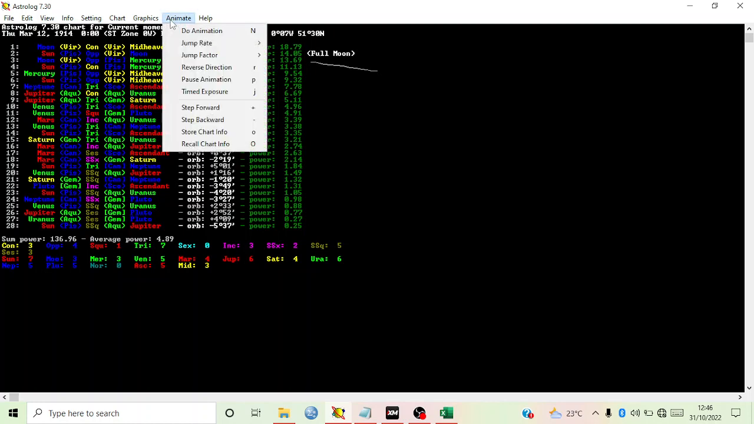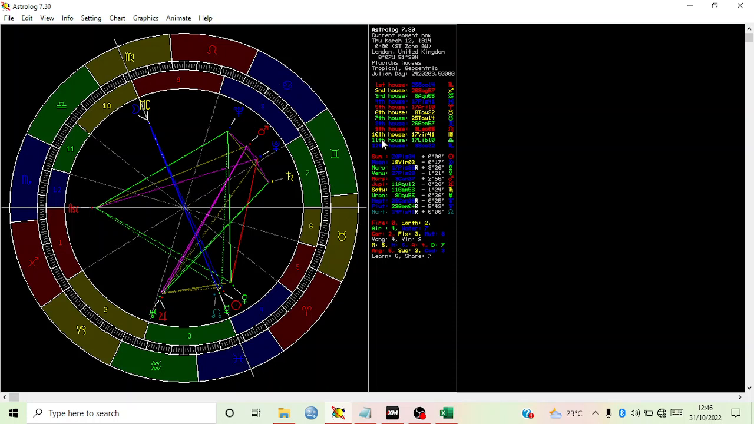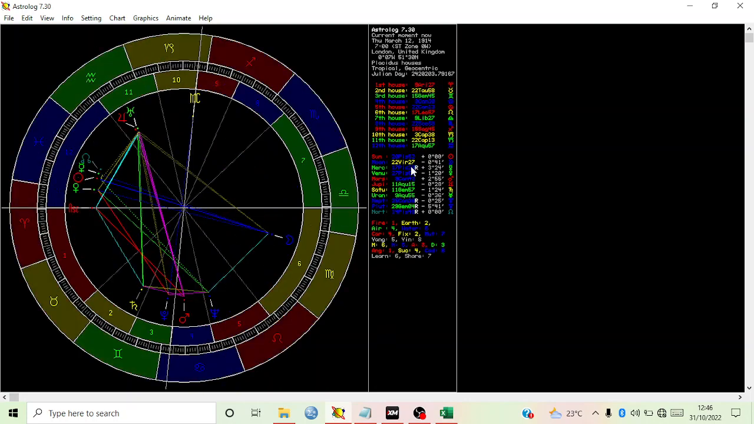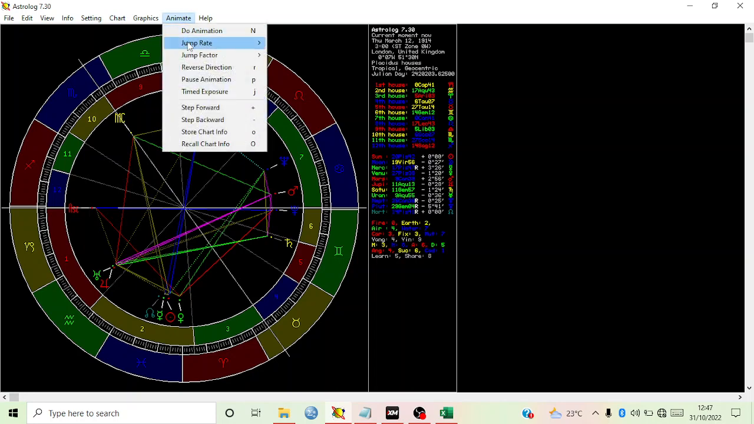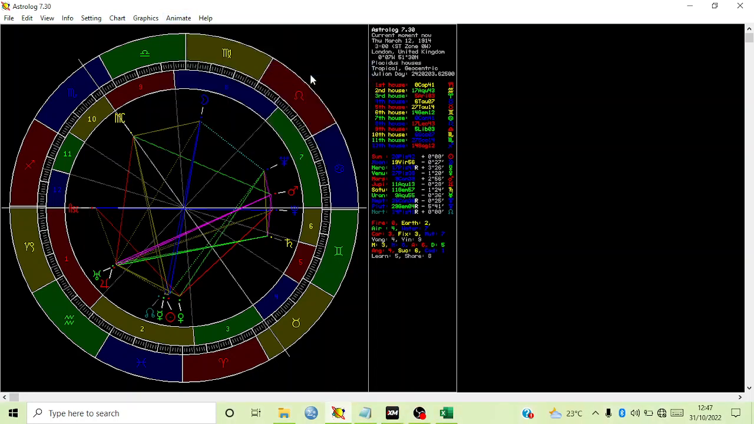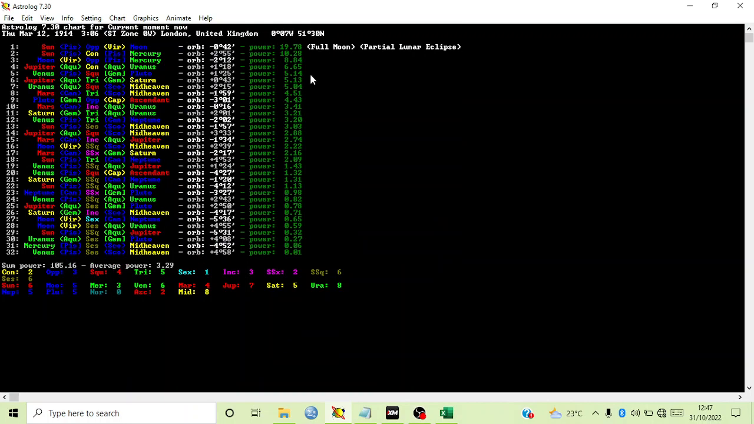So what I'm going to do is go to animate, and I'm going to go to 1 hour, and then I'll click back to the V to check the position of the moon. At this point, it's at Virgo 18 degrees, so I'm going to move it to Virgo 20. I'll have to adjust the rate. So I'm going to go to exactly Virgo 20, and then if I click the V and look at the aspect list, you should be able to see that there was a full moon and then there was a partial lunar eclipse, right?